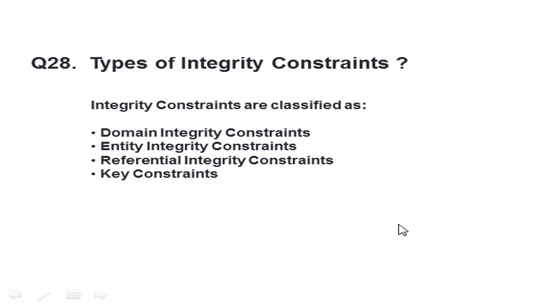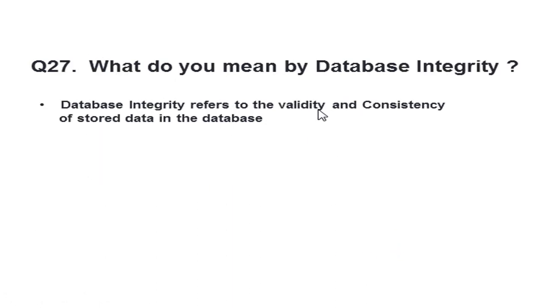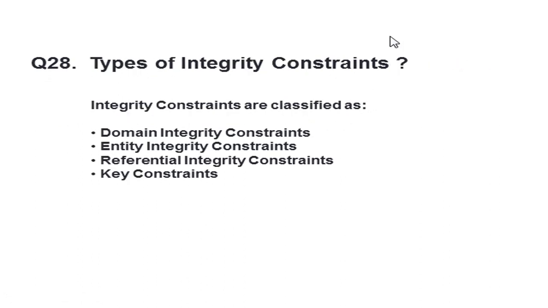Now, what is the use of these integrity constraints? If someone asks you, these integrity constraints make sure that whatever data we are entering into the database is valid and also consistent. So integrity constraints make sure that whatever data you are entering into the database is valid and also consistent, right?